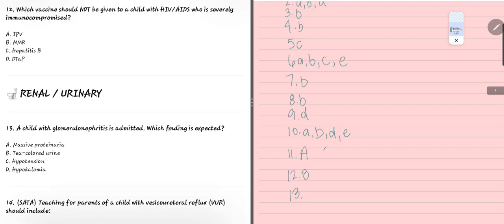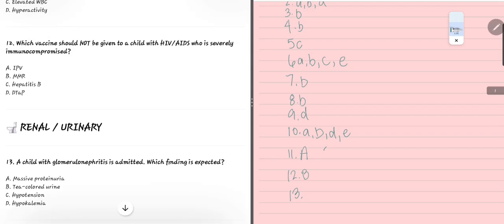Okay, renal urinary. A child with glomerular nephritis is admitted. Which finding is expected? A. Massive proteinuria. B. Tea-colored urine. C. Hypotension. D. Hypokalemia. And I'm going to go with B.